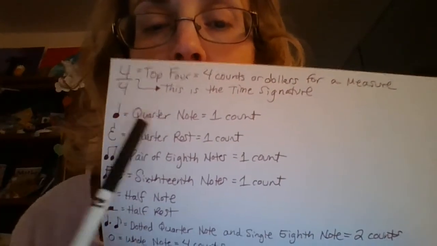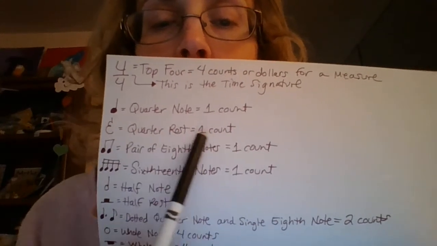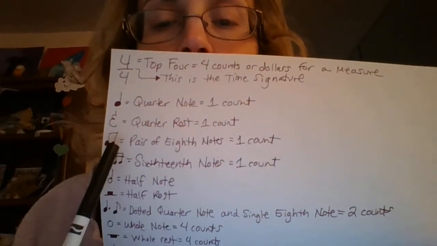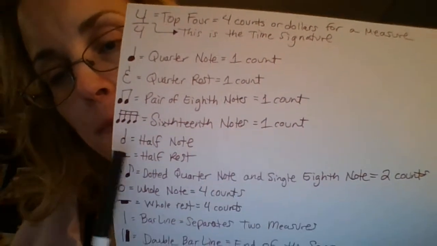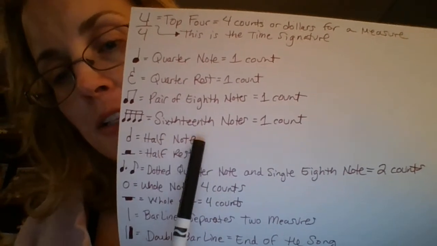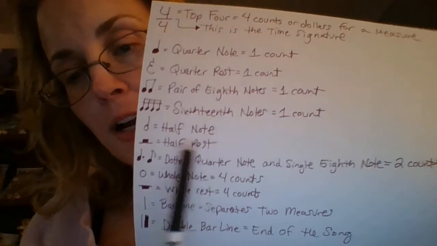This is the quarter note. It gets 1 count. This is the quarter rest, it gets 1 count. This is the pair of eighth notes, it gets 1 count. These are the 16th notes and they get 1 count as well. This is the half note, it gets 2 counts. Oh, I didn't write that. This is the half rest, it gets 2 counts.